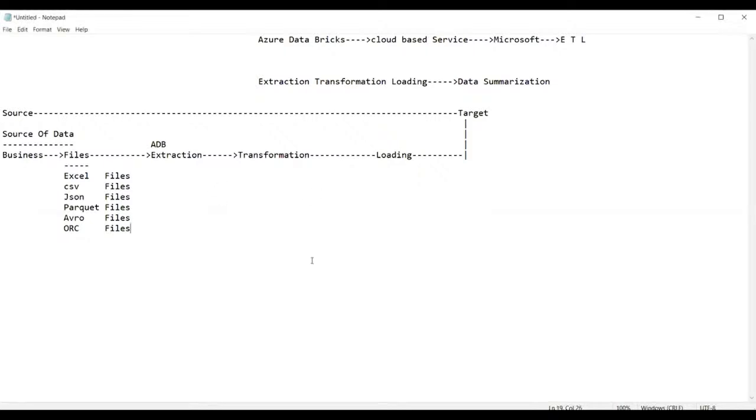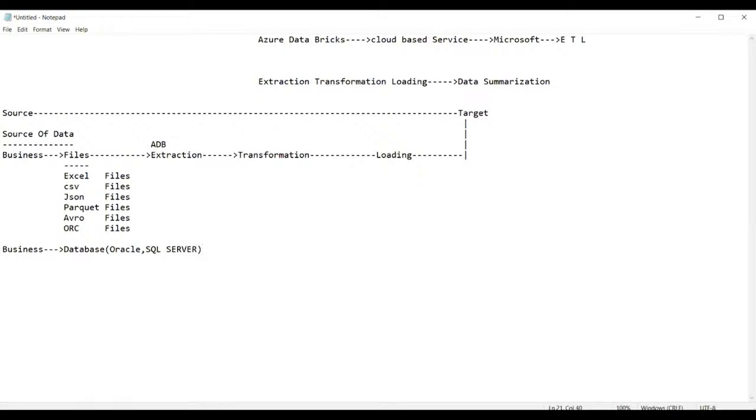Anyways, so this is the first. Now, apart from getting the data from the files, we can also get the data from the business in the form of a database. And the database can be what again? It can be an Oracle database. It can be a SQL Server database. It can be any type of database you have.